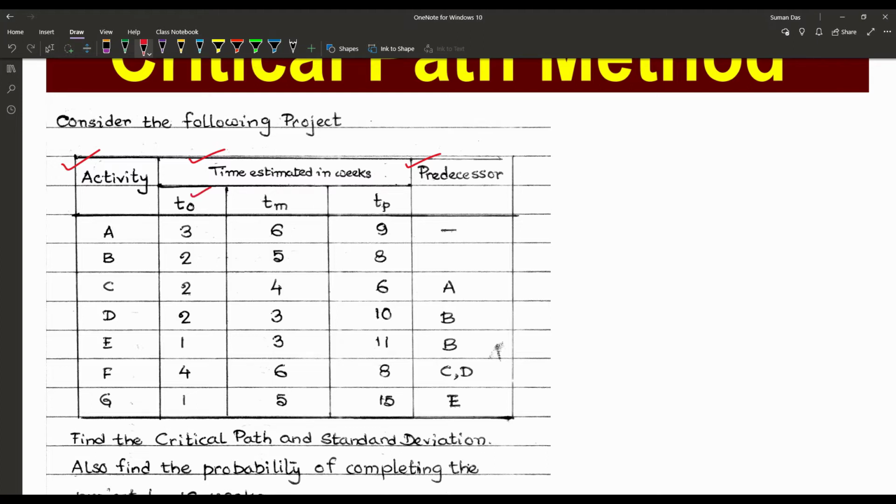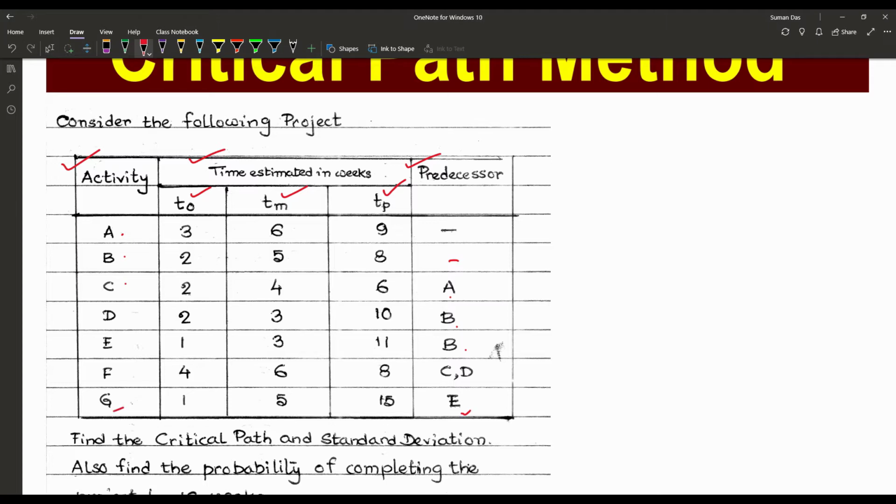To represents the optimistic time, Tm the most likely time, and Tp the pessimistic time. The activities are A, B, C, D, E, F and G. A and B have no predecessor. C has the predecessor A, D has the predecessor B, E has the predecessor B, C and D are the predecessors of F, and E is the predecessor of G.